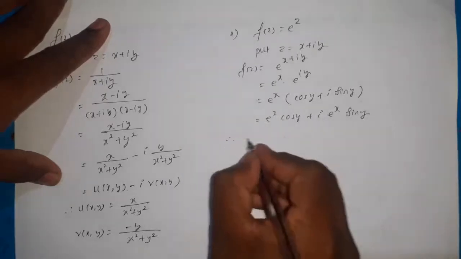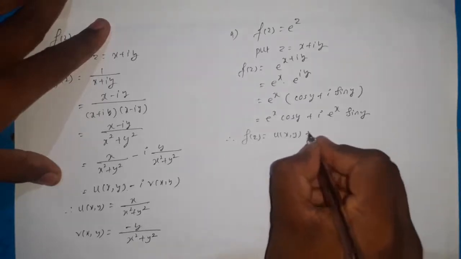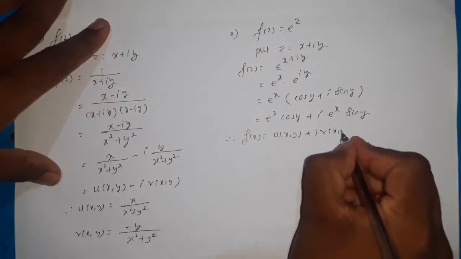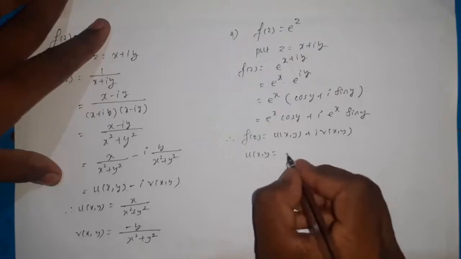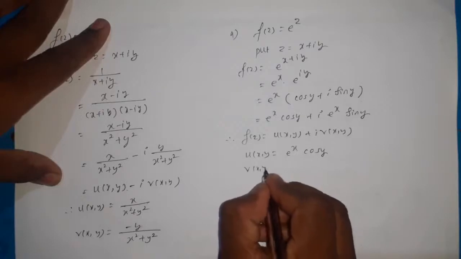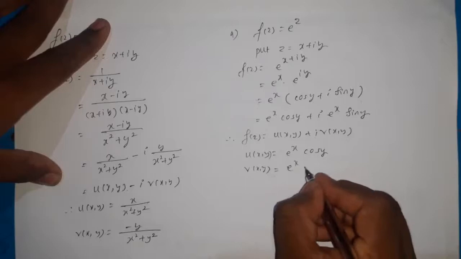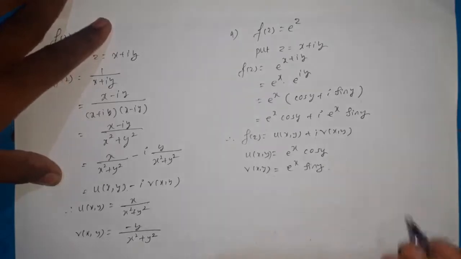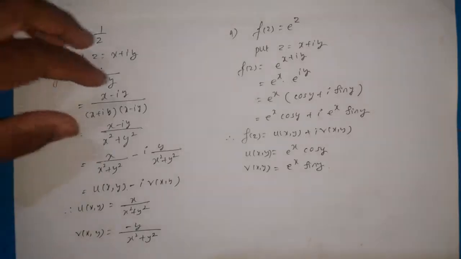Then multiplying by e power x, that becomes e power x cos y plus i into e power x sin y. So f of z is equal to u of x comma y plus i v of x comma y. Here u of x comma y is equal to e power x cos y, and v of x comma y is equal to e power x sin y. These two are the real and imaginary parts of the given function of the complex variable.